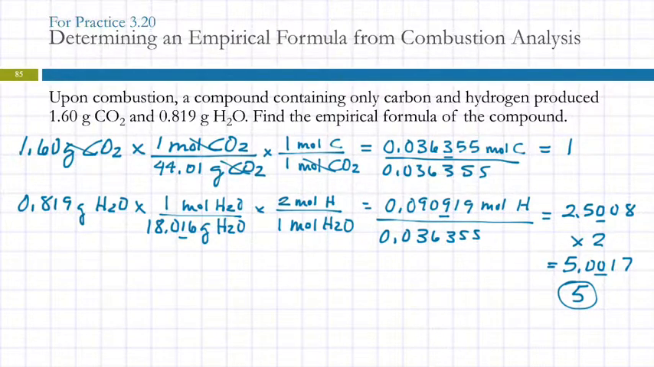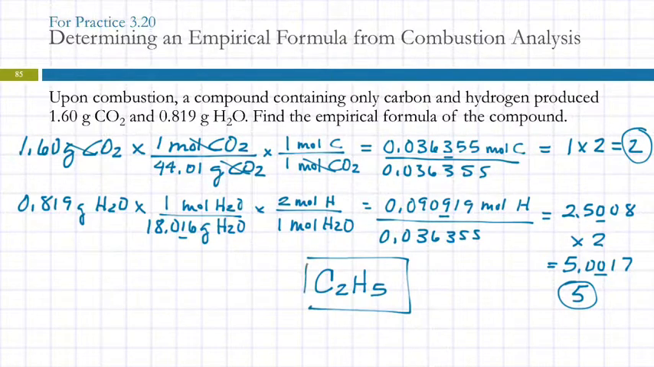To stay the same ratio, I just want it to be whole numbers. So I multiplied this one by 2. I need to multiply this by 2. So a ratio of 1 to 2.5 is the same as a ratio of 2 to 5. Does that make sense? So I've got 2 carbons for every 5 hydrogens. And that's the empirical formula. Any questions?